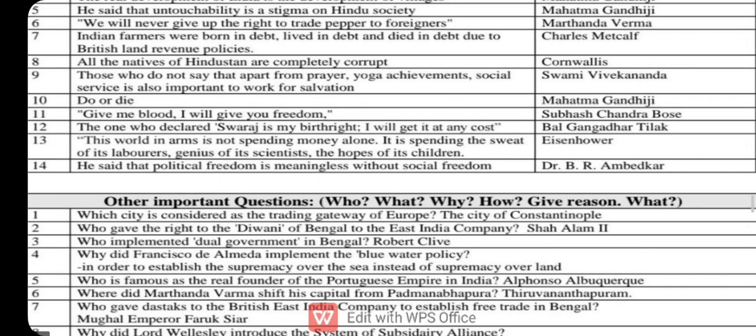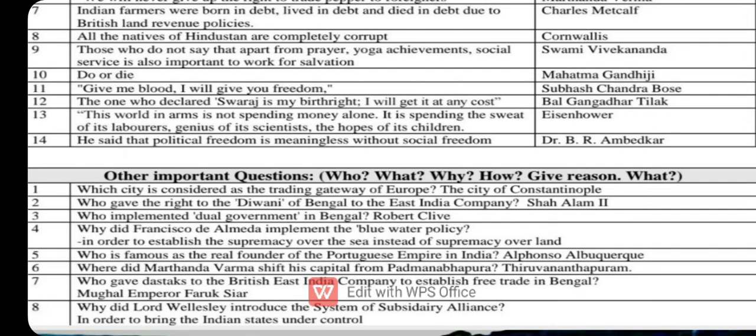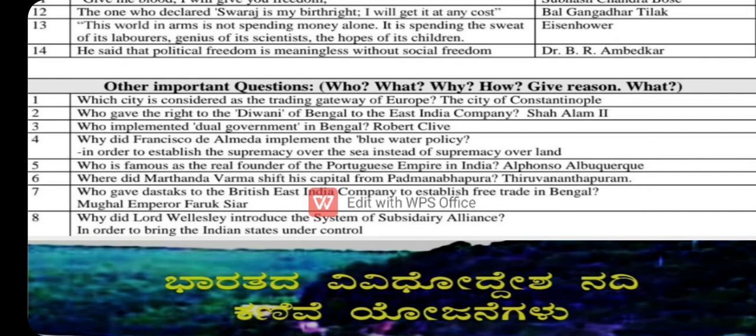See other important 1 mark question answers: who, what, why, how, give reason. For example, which city is considered the trading gateway of Europe? The city of Constantinople. Who gave the Diwani right to the British in Bengal? The Diwani was given by Shah Alam II. The Dastak was given by Farrukhsiyar. Diwani is collecting the land tax. Dastak means a license for traders.